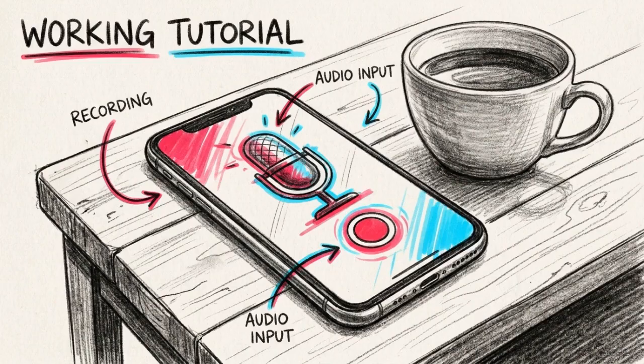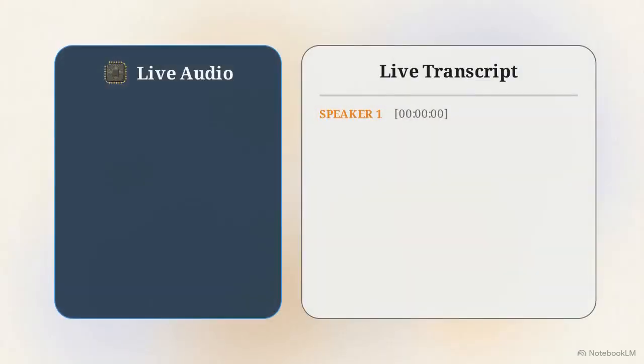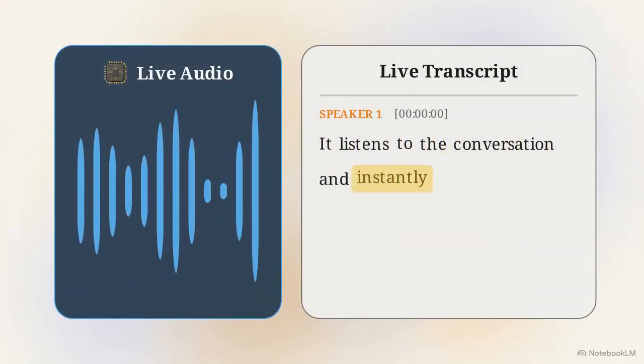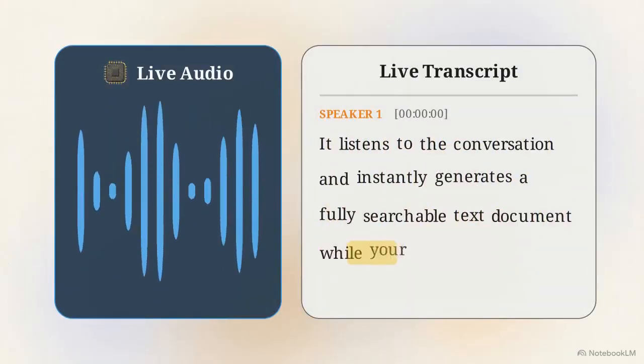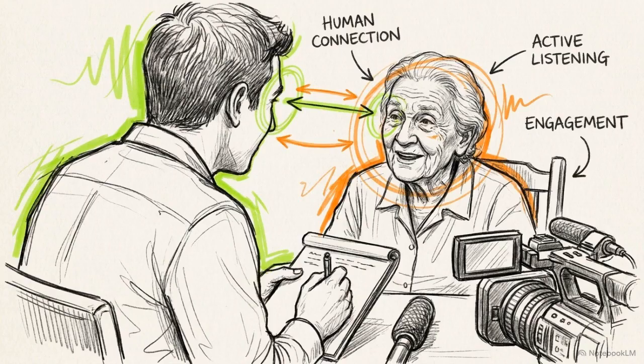You can skip that by running an AI transcription app on your phone during the interview. It listens to the conversation and instantly generates a fully searchable text document while your subject is speaking. The technology manages the technical precision in the background, freeing you to maintain eye contact and build a genuine connection with the person you're interviewing.